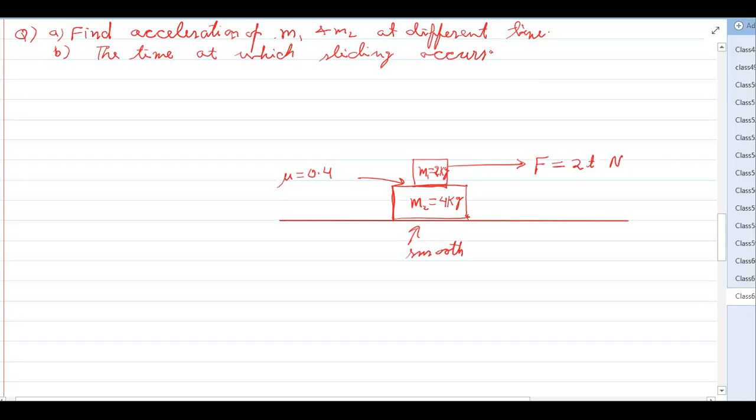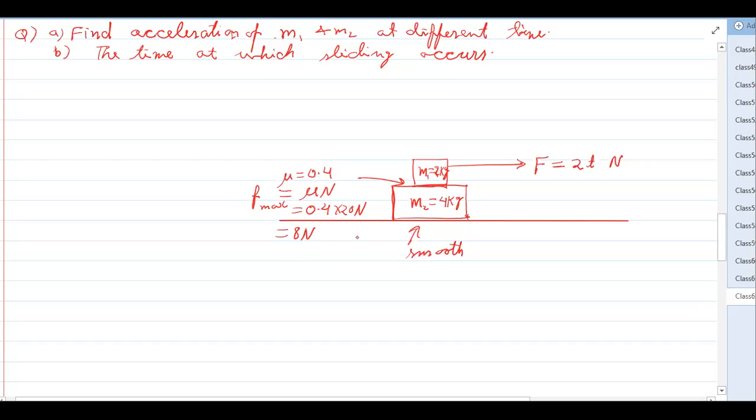So how do we find it? First thing we will do is find the value of maximum friction. So maximum friction will be how much? Mu times normal. Mu is 0.4, normal is 2 kg, means 20 Newton. So we are getting 8 Newton. So 8 Newton is the maximum friction force here.